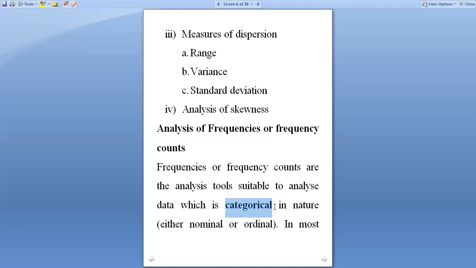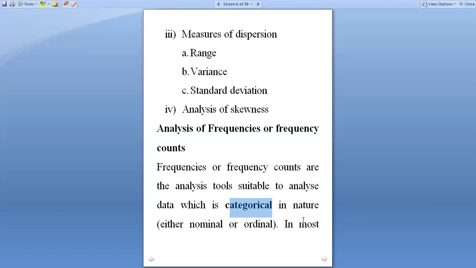Remember, we looked at categorical data and we saw that nominal data has a characteristic of categorical and ordinal data. So when we say this one means whether your data is ordinal or nominal, it can be analyzed using frequency counts because that data is categorical in nature. We have answered that question for frequency counts. When do we use frequency counts? We use frequency counts when the data we want to analyze is categorical in nature.